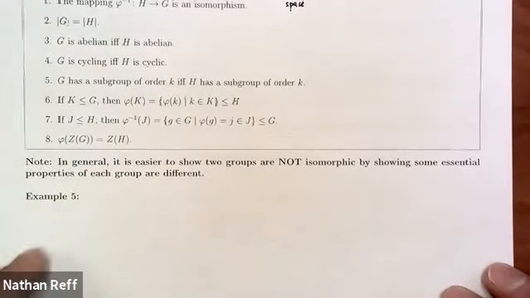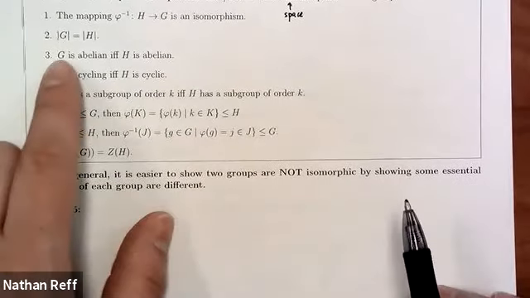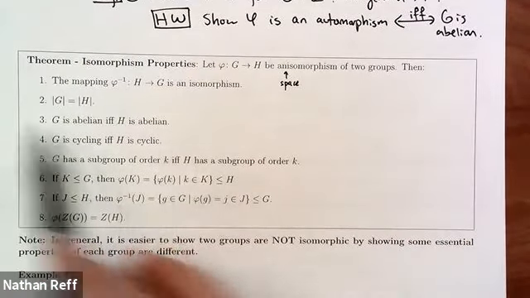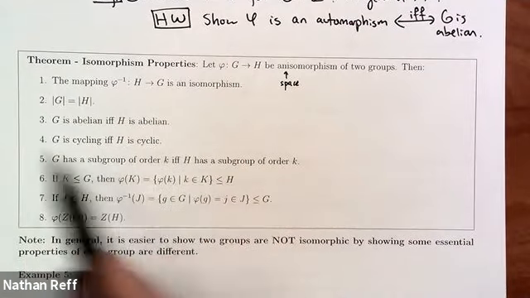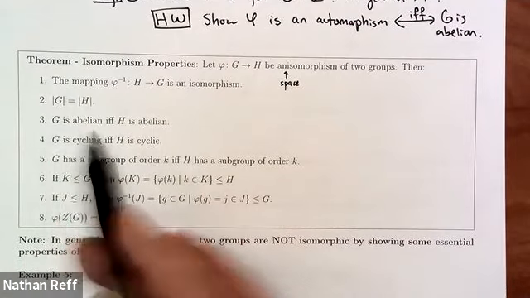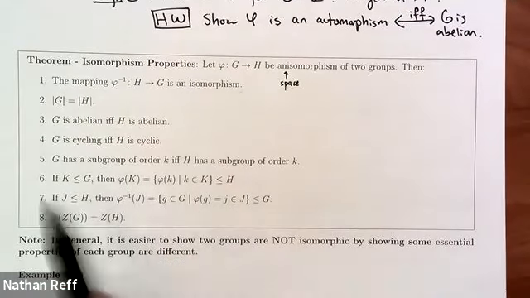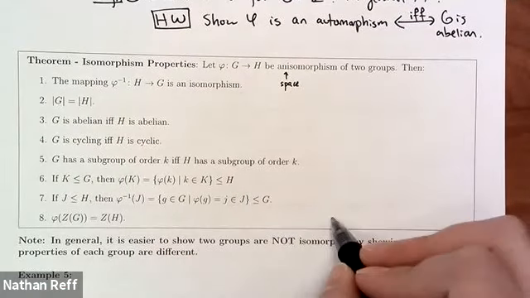Like maybe they have different sizes, or maybe one is abelian and the other one isn't. So isomorphisms preserve commutativity: they have to both be abelian. It preserves cyclicity, so they both have to be cyclic. It preserves subgroups of specific orders, and even more. There are many, many more things that are preserved.